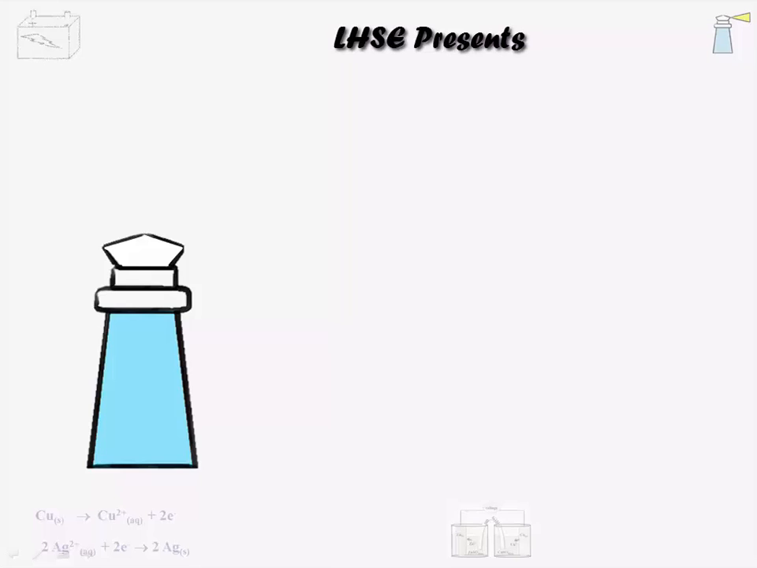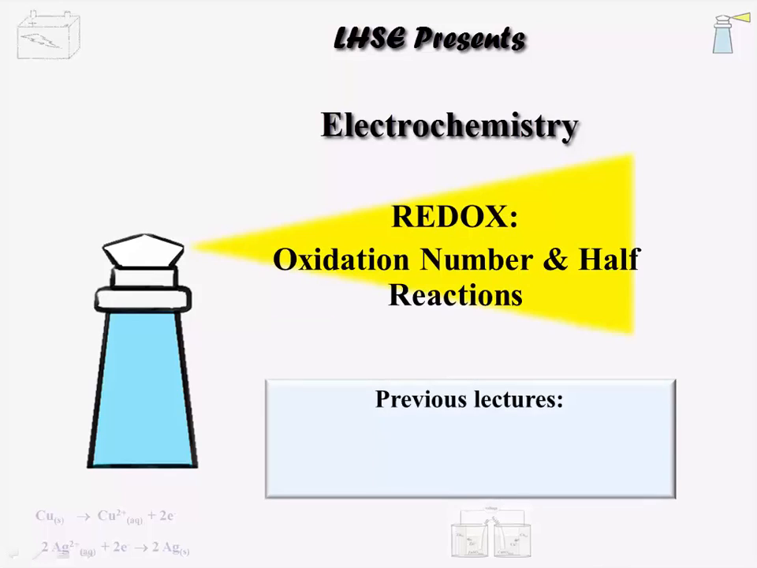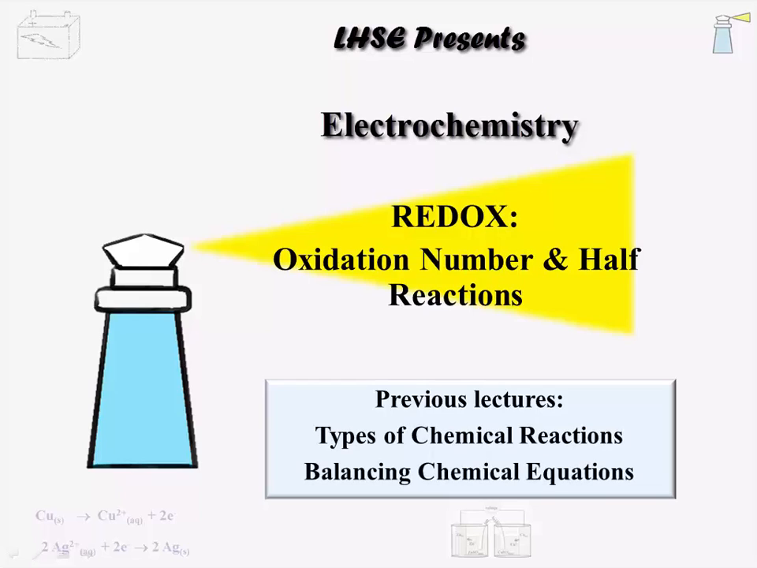Lighthouse Scientific Education presents a lecture in the electrochemistry series. The topic: redox, oxidation numbers, and half reactions. Material in this lecture relies on an understanding of the previous lectures, types of chemical reactions, and balancing chemical equations.